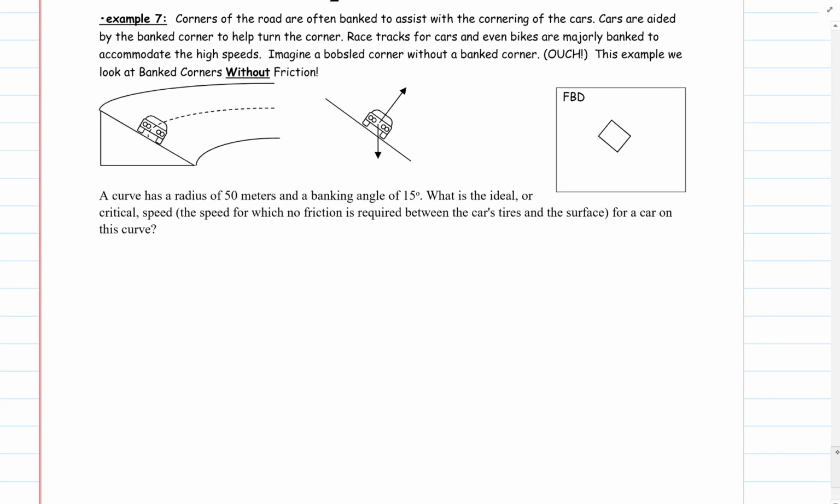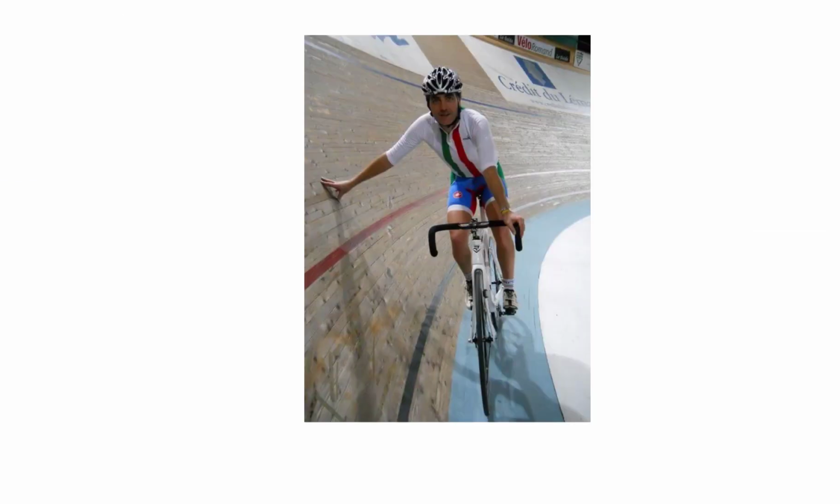Okay, example number 7. This is an interesting one. Here we go. The corners of a road are often banked to assist the cornering of cars. Cars are aided by the banked corner to help turn that corner. And here is a picture I found of one of those indoor bicycle racetracks, and look how steep that corner is, just so that they can go around the corners, and all they have to do is worry about pedaling and getting fast instead of worrying about friction and them sliding off the track.